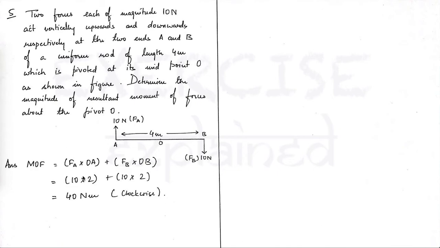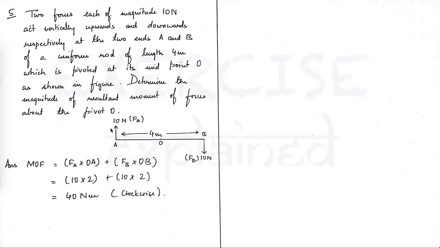So in the first part I find out the moment of Fa about O, that is Fa into perpendicular distance from O, that happens to be OA, plus in the second part I will be finding the moment of Fb about O. So that's going to be Fb into perpendicular distance from O, that is OB. So we can write it as Fa into OA plus Fb into OB.